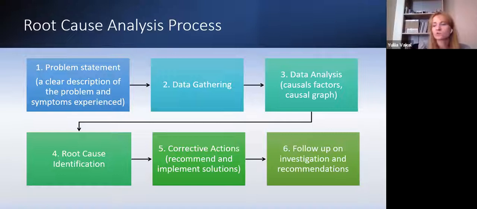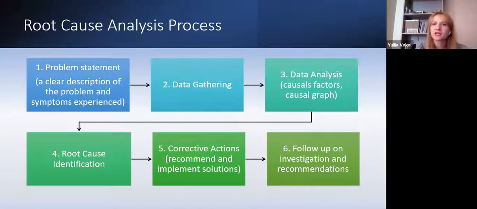Then it's data gathering, or data collection. It could be which symptoms, who was involved, basically trying to get all the information you can. If it's a defect, then which environment, which version, when it happened, which part of the product, basically any data you can get. Then it's data analysis, where you identify possible causal factors. It's not root causes, it's just factors. What sequence of events leads to the problem? What conditions allow the problem to occur?